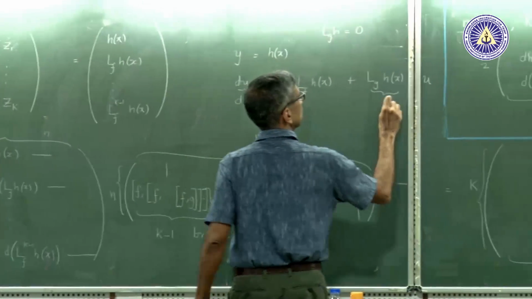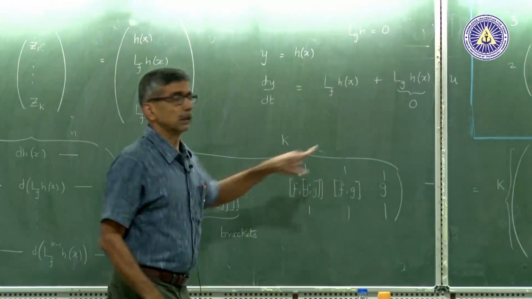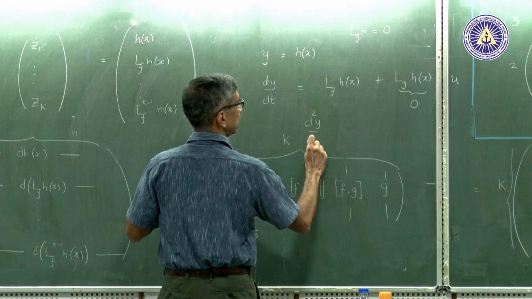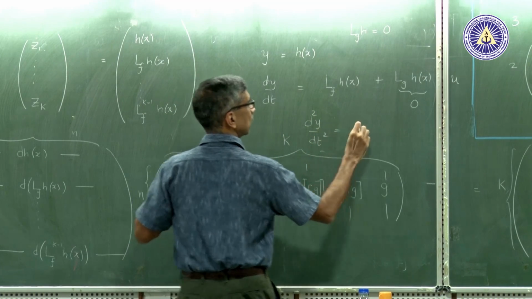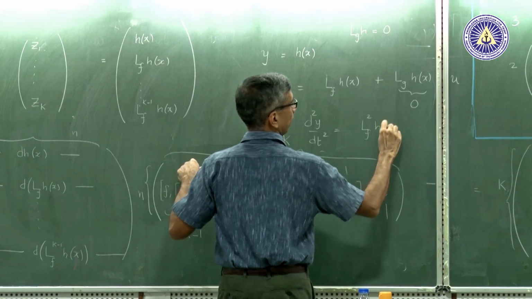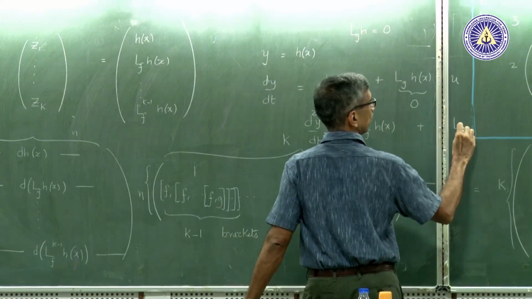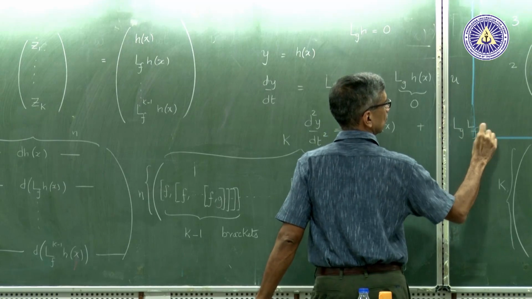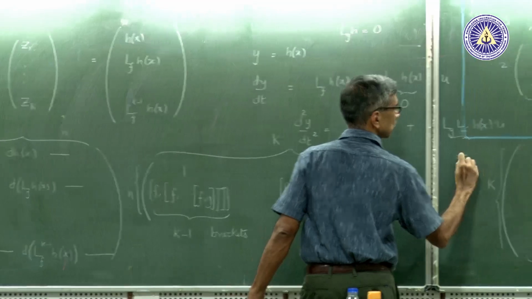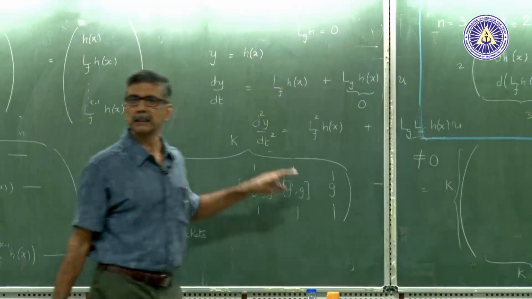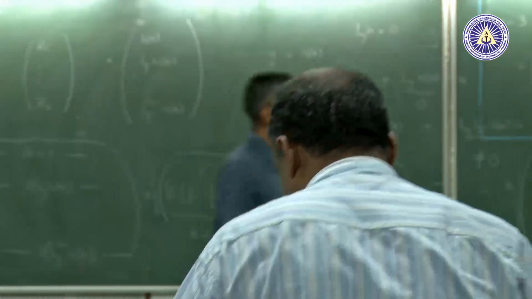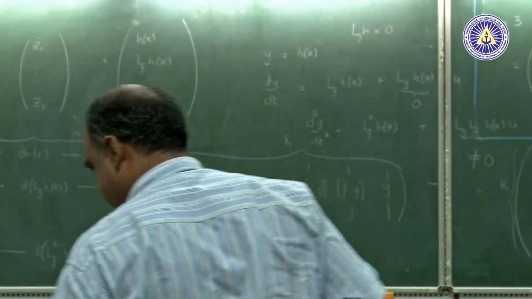This is 0, correct? Relative degree 2 means at the next stage I should have the input. Agree? So this is not 0. Does everybody see it now? Does everybody see it? So this was wrong, what I wrote.